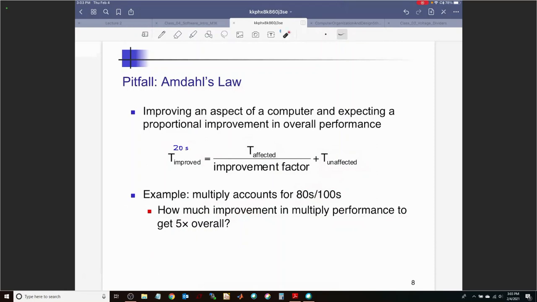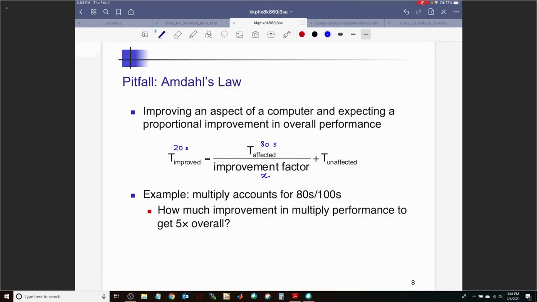What was your affected time? Well, we were only focused on improving multiplication. So your affected time was 80 seconds, right? We were only running multiplication for 80 seconds. That's 80 seconds. Just leave it as S. And then we were after some improvement factor. That's exactly what we want to find out. How much improvement? So this is the X. I don't know that.